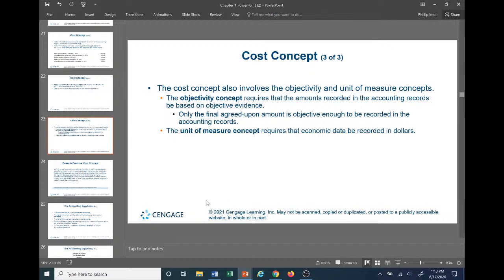The unit of measurement concept is pretty simple. It just requires the economic data to be recorded in dollars. So dollars is the unit of measure, okay? That's what the unit of measure concept is. For everything we see in the financial statements of a U.S. company, the economic data must be presented or recorded in U.S. dollars, okay?